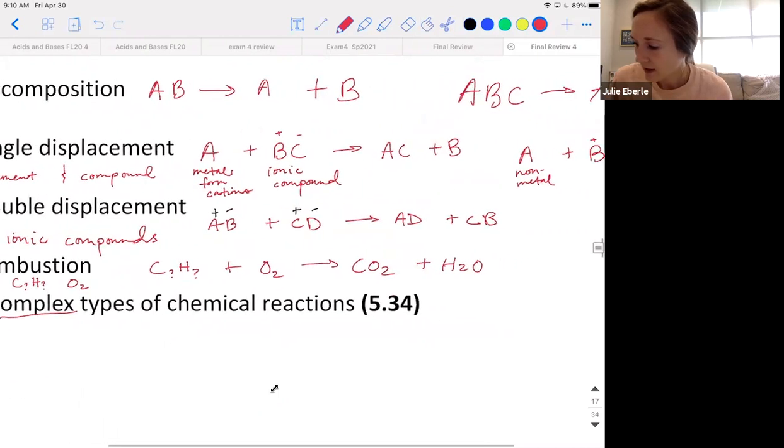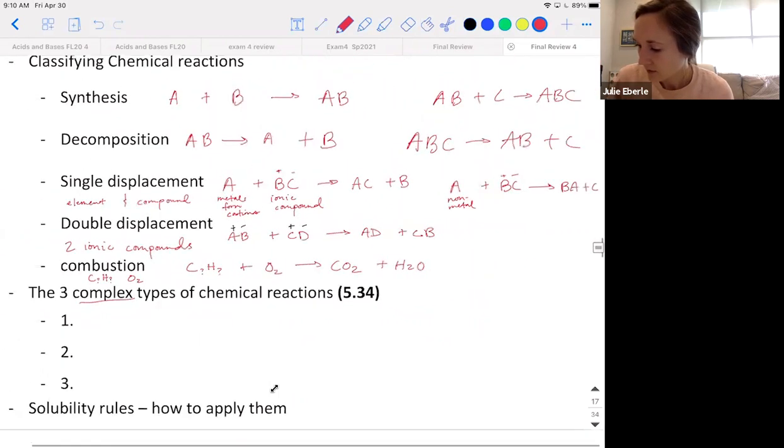So be ready to classify reactions that way. I'm trying to zoom out. There it goes.